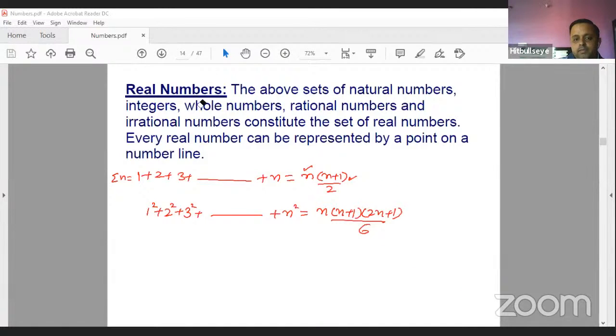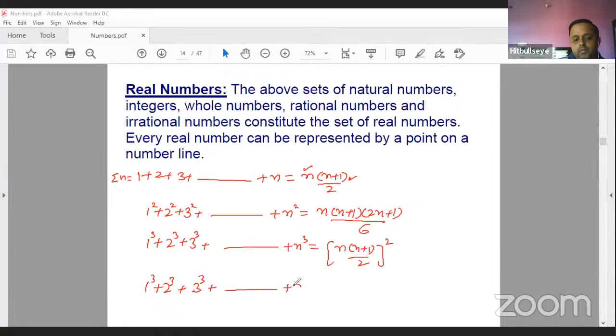Next we have sum of the cubes of first n natural numbers. That is equal to n into n plus 1 by 2 whole square. So if I need to find the sum of cubes of, say, first 20 natural numbers, the answer would be 20 into 21 by 2 whole square. It will be square of 210, which is 44,100.